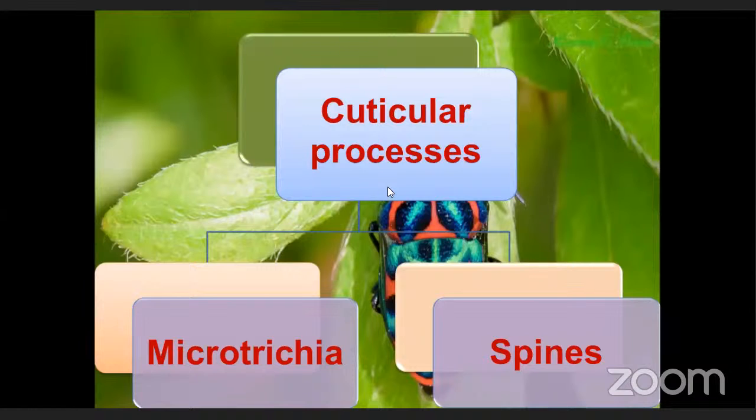Next, cuticular processes. Cuticular processes consist of two types: microtrichia and spines. Macrotrichia we can also call setae, but microtrichia come under cuticular processes. Here membranous articulation is absent. If membranous articulation is present, it goes to cuticular appendages; if absent, it comes under cuticular processes.